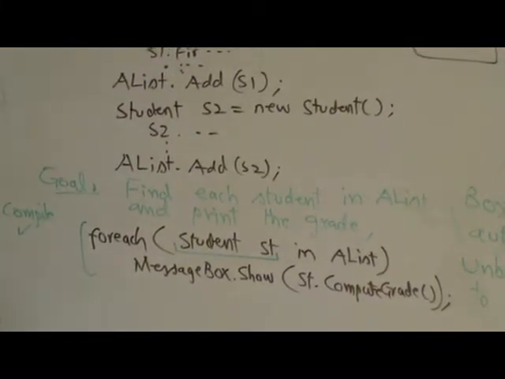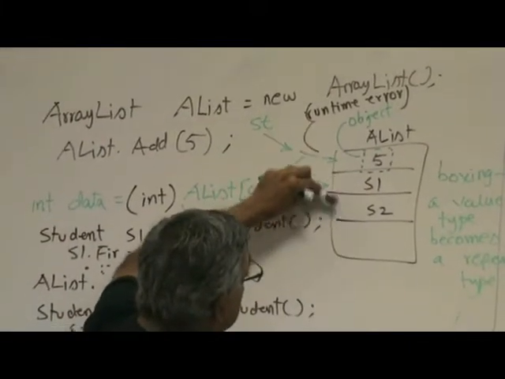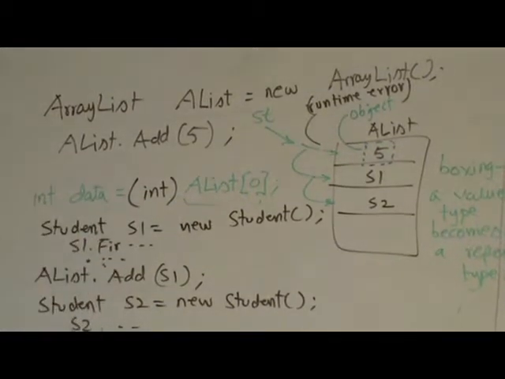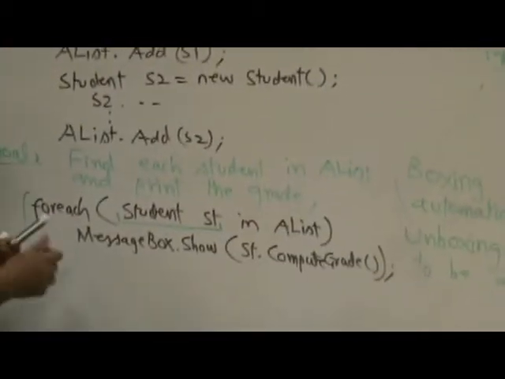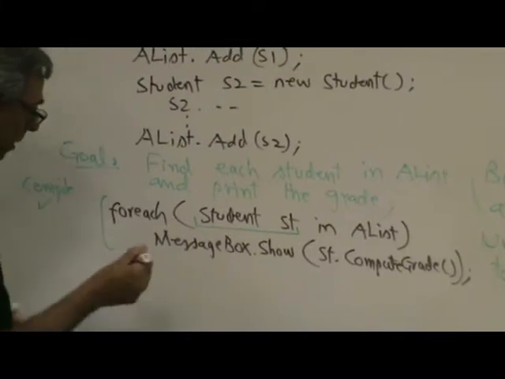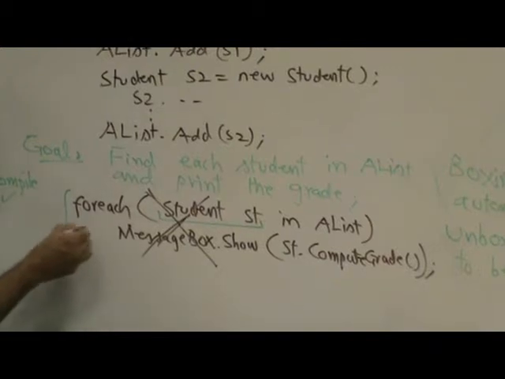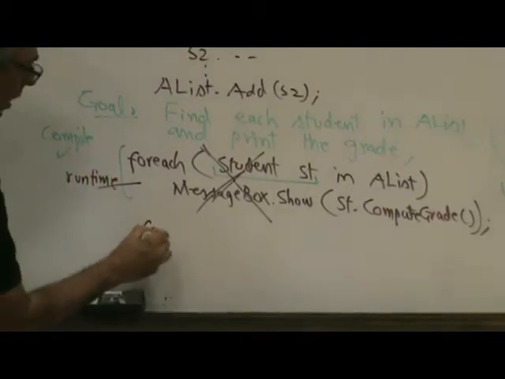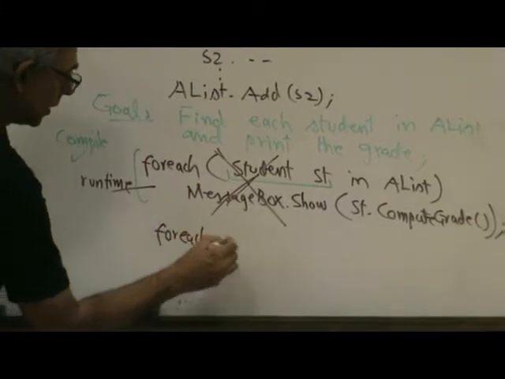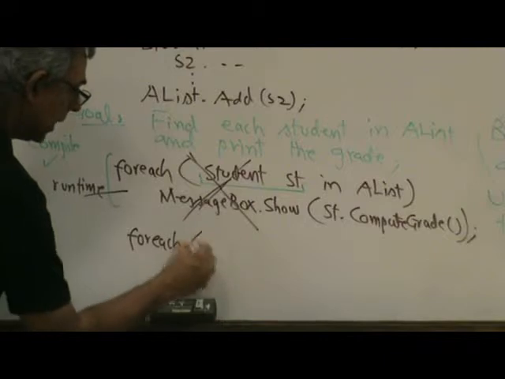So what type of variable can point to a number as well as a student? If you cannot think of anything, pick object, right? Now we will modify the code, because this is not going to work. This will generate a runtime error. So our correct code will be something like this: for each object obj.